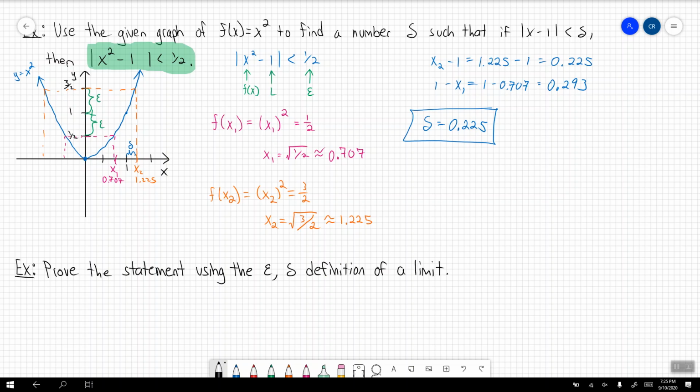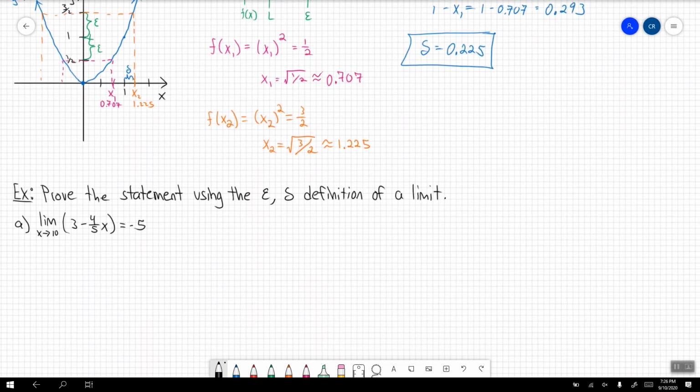Now, what does this mean for us? Well, for part A, we're going to be looking for the limit. All right, so the limit as x is approaching 10 for the function of 3 minus 4/5 x is equal to -5. Now, this one might be a little bit on the tougher end, but I highly think that you all will be able to work with this.